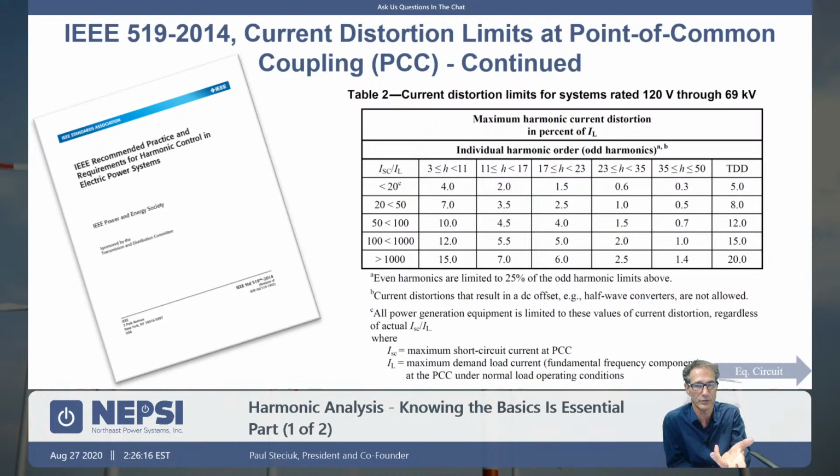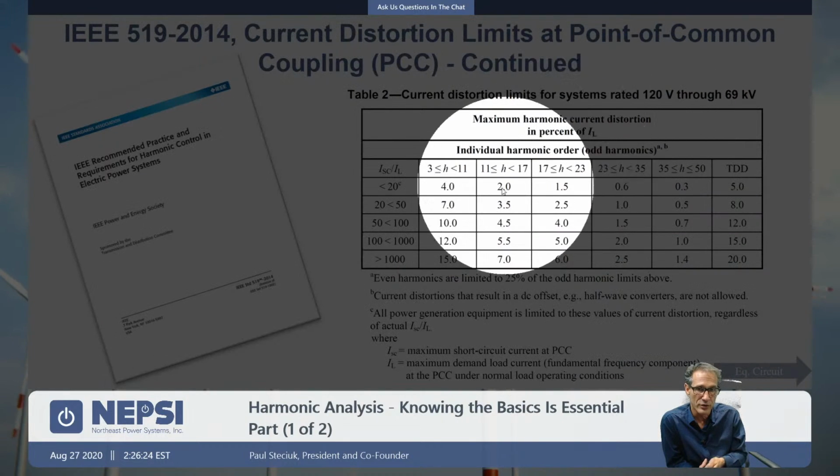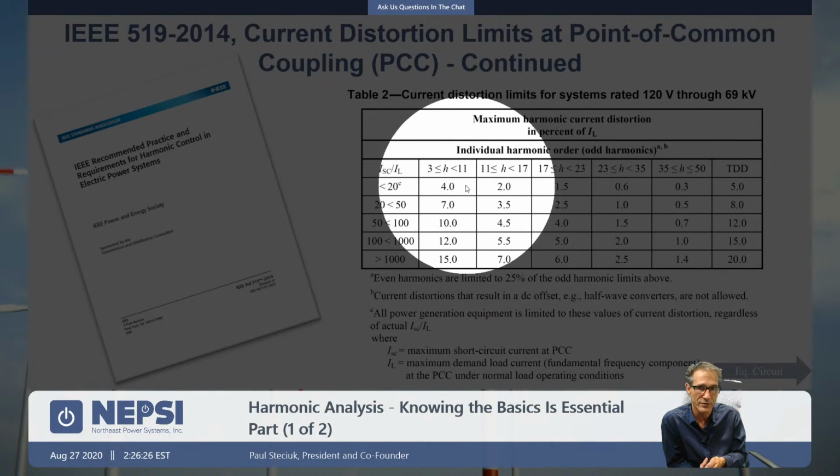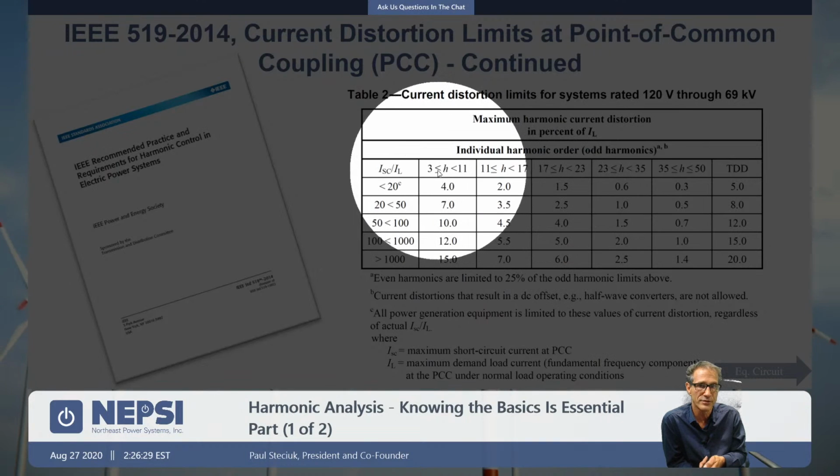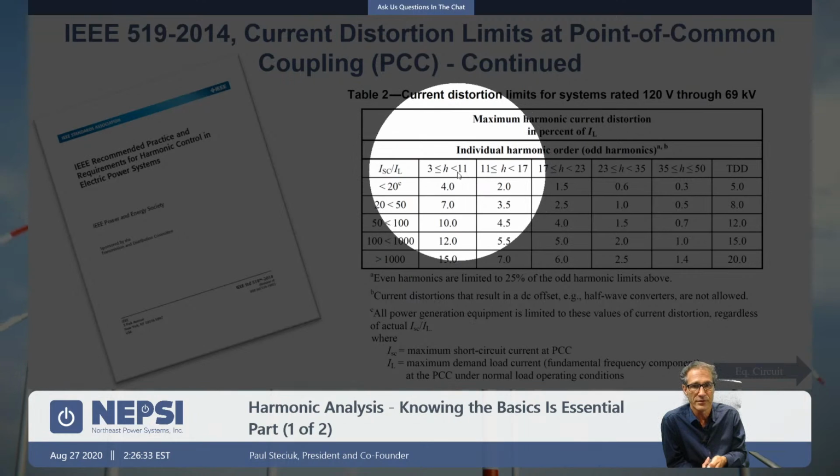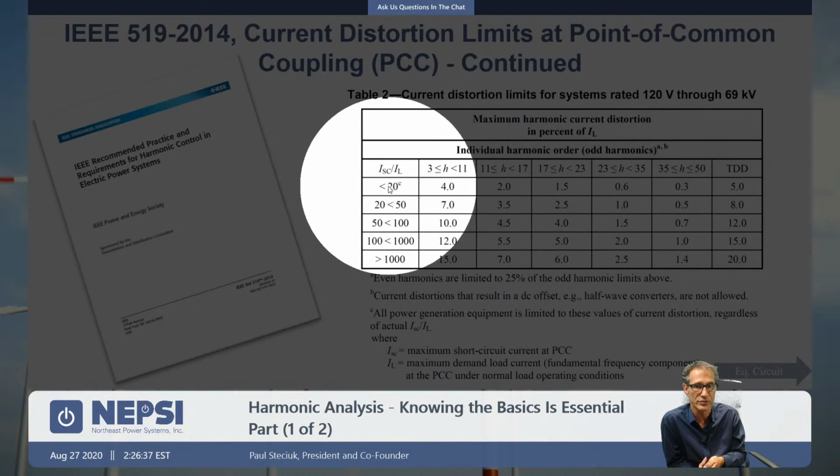Okay, and that might be what you get on your utility bill, for instance. What is the total demand of the plant? And that is what's in the denominator. And the values over here are percentages. These are individual harmonic percentages. So from the third up to basically the 11th and below, you have this limit of 4% for this short circuit ratio of something less than 20.